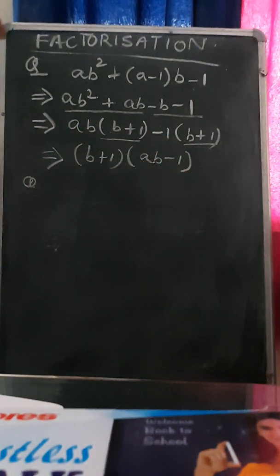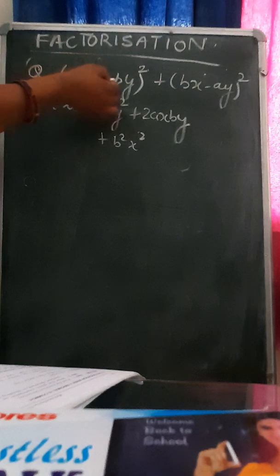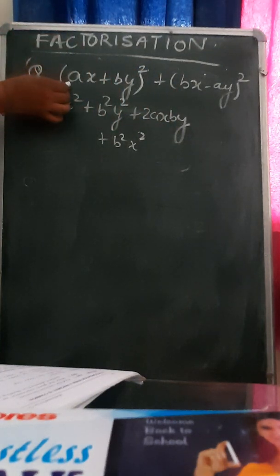Now similarly we can do the other questions also. One more question. Similarly we can discuss this question also, children: (ax plus by) whole square plus (bx minus ay) whole square. As you can see, we cannot find any common factors between them. So first of all what I will do, I will expand this.